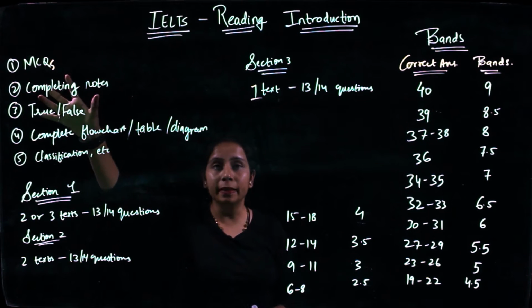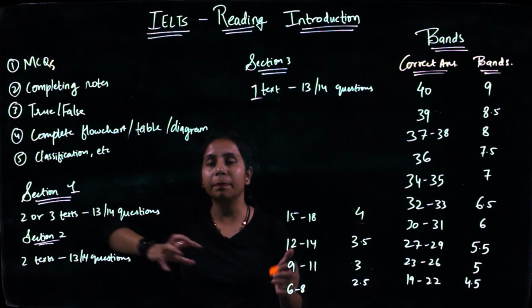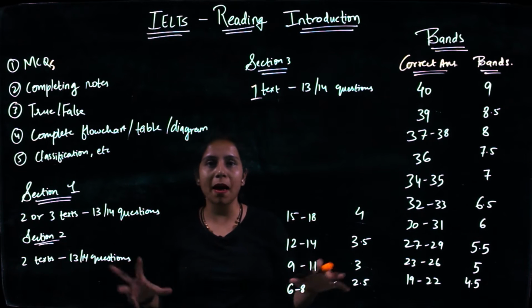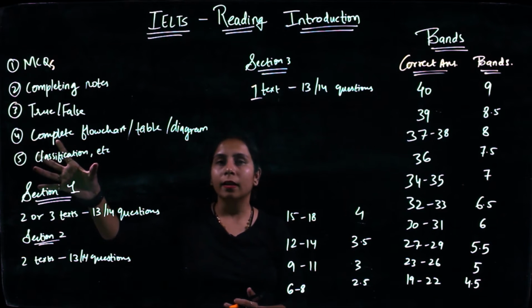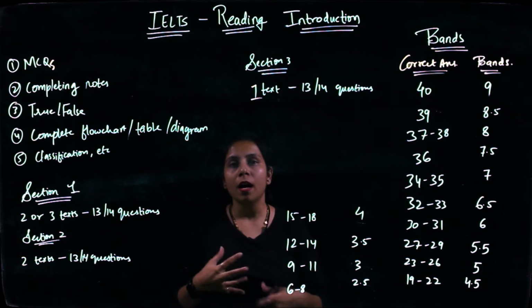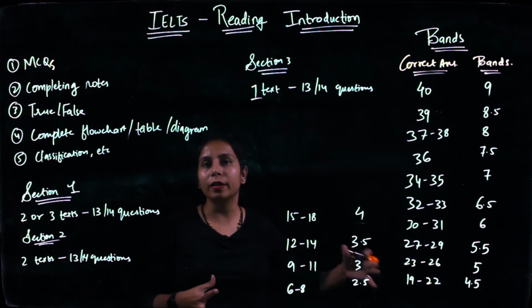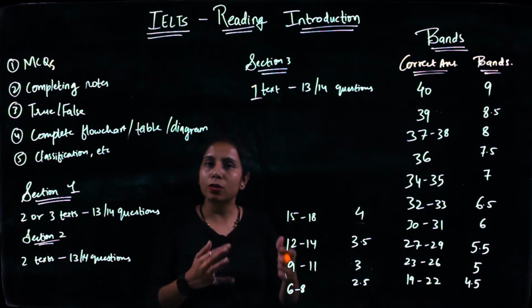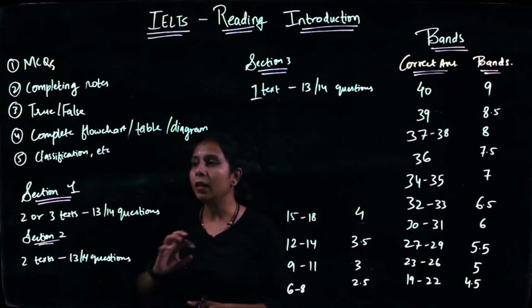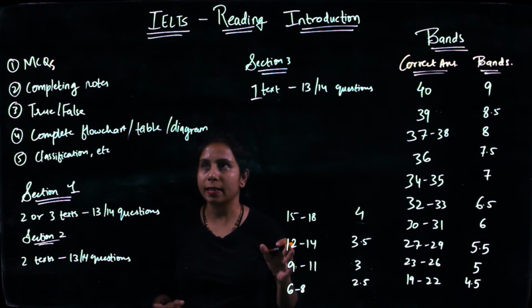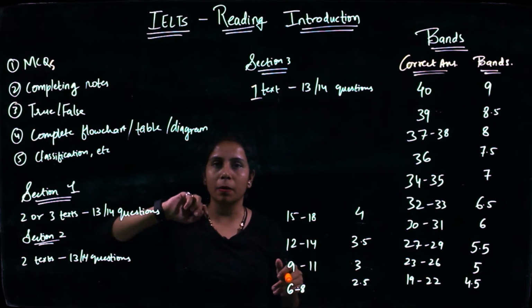be there, like completing notes, true or false, complete diagram, flow chart, map, classification, match the pair, and other such kinds of questions. There are 14 different kinds of questions. I have mentioned the categories in your notes. Now let us talk section-wise. This is the type of questions you would come across.